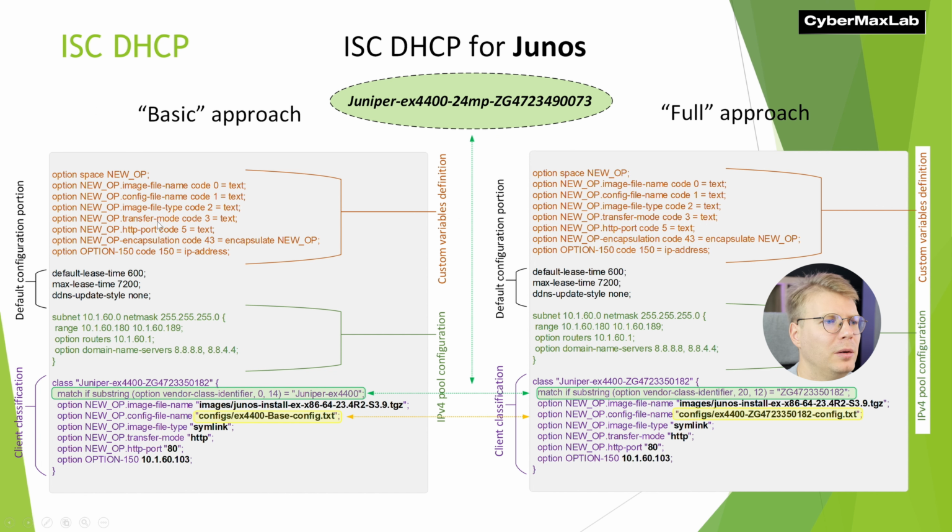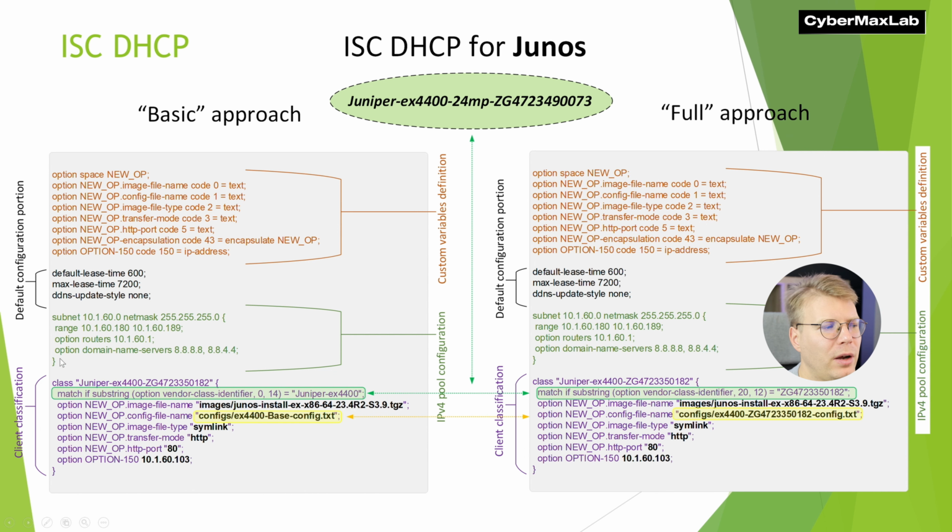The brown text is a custom variables definition. So this is where we define our variables with codes and options. Next, black text is a default configuration portion. I just haven't changed it. It was present in the configuration file. Then green text is the IPv4 pool configuration. So we have our subnet, we have range, we have default gateway and DNS servers.